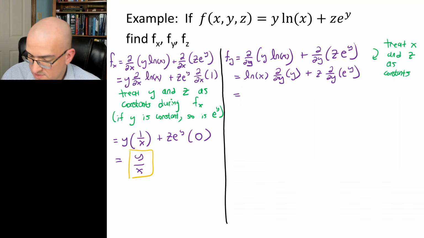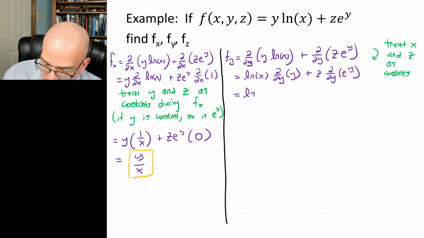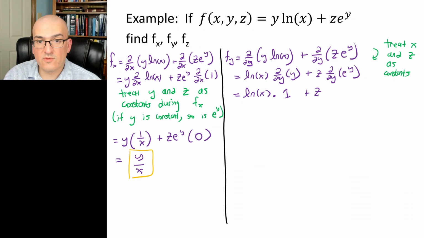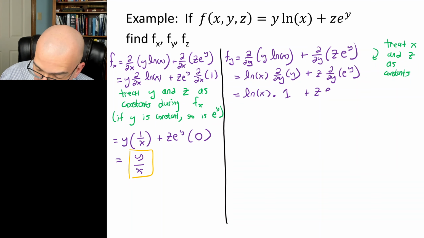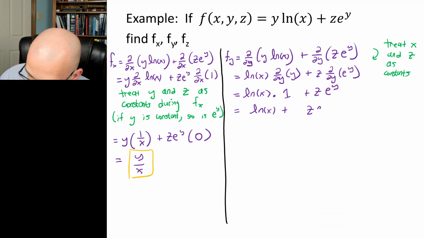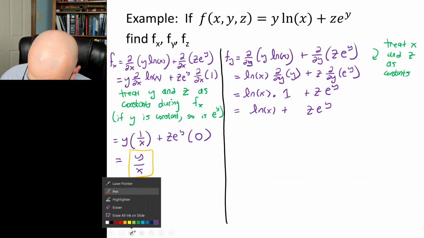And then let's take the derivatives. Derivative of y is 1, so we have ln of x multiplied by 1, plus the derivative of e to the y with respect to y is just e to the y. So we have ln of x plus z e to the power y is our final answer for f sub y.